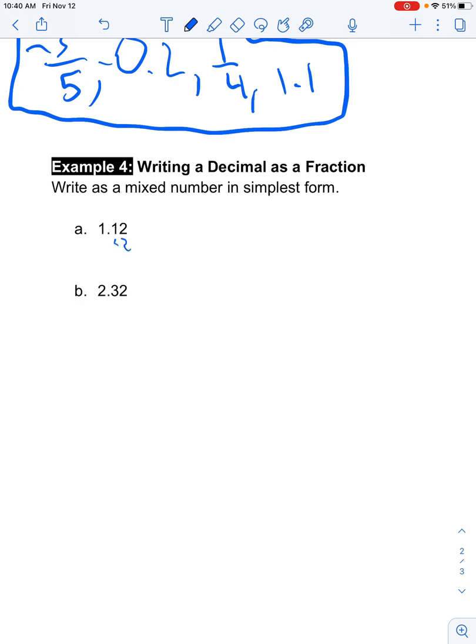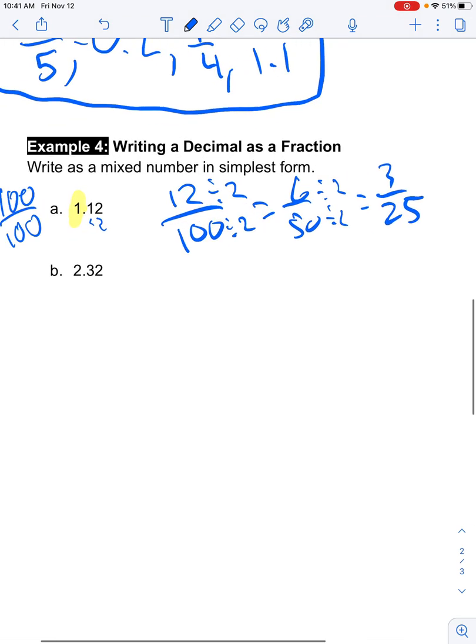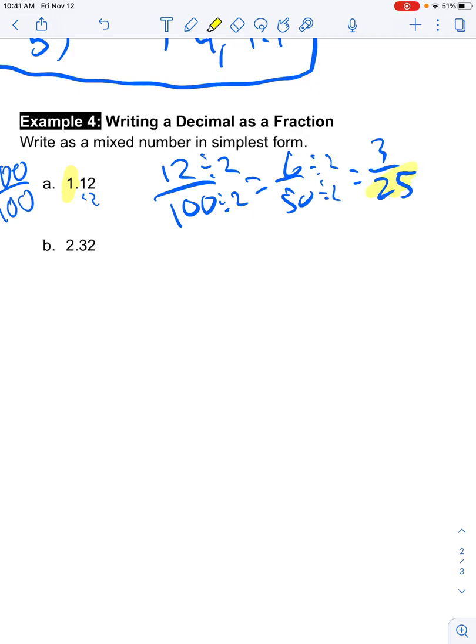Write as a mixed number in simplest form. So because it's got 2 places, we go tens and hundreds. So this is like 12 hundredths. That's not simplest form. I can divide by 2 and get 6/50. That's not simplest form. I can divide by 2 and get 3/25. But now I have to account for this 1, which is like saying 100 over 100.